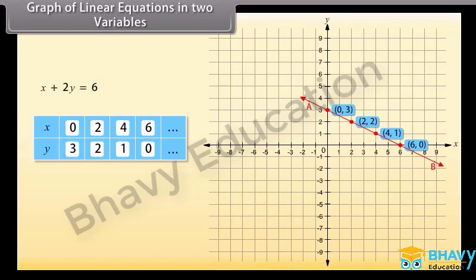Now pick another point on this line. Let us pick (8, -1). Is this a solution of this equation? Yes, this is, because by substituting the value of x as 8 and y as -1, we get the answer 6. So, (8, -1) is a solution.